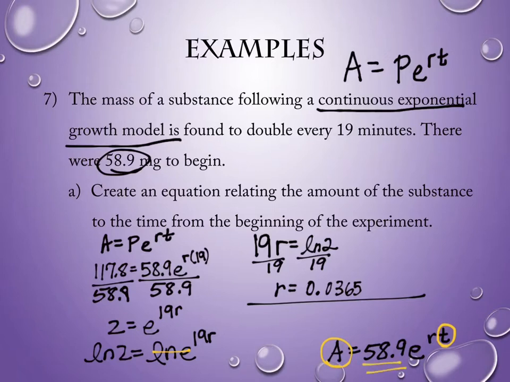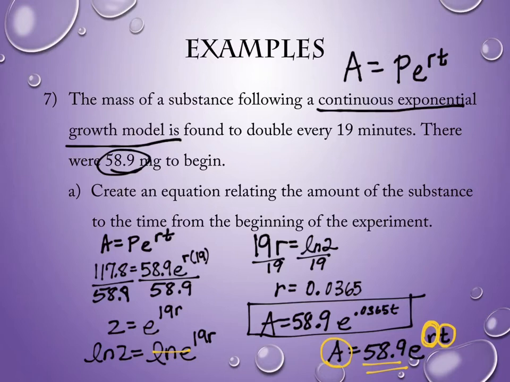So my equation that I've been trying to create, I can do that now, because now I have the initial amount here, and I have the r value that I didn't know before. So my equation ends up being A equals 58.9 e to the 0.0365t. And that would be the equation that I'm actually asked to find in this part of the problem.